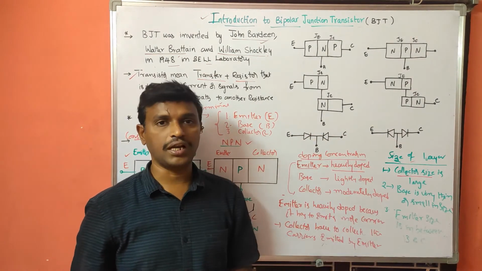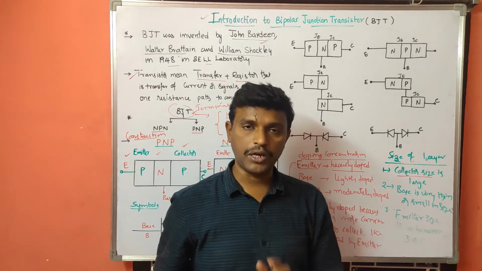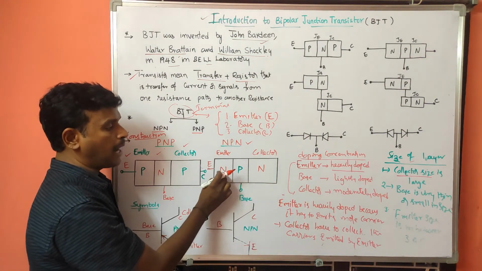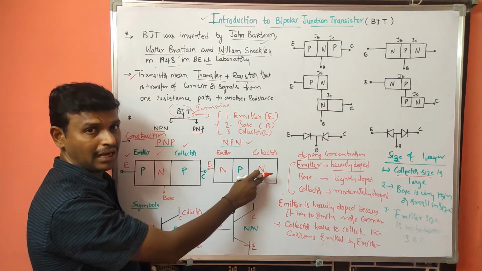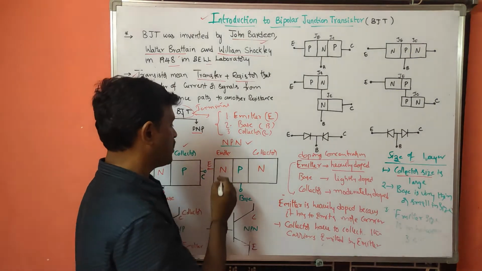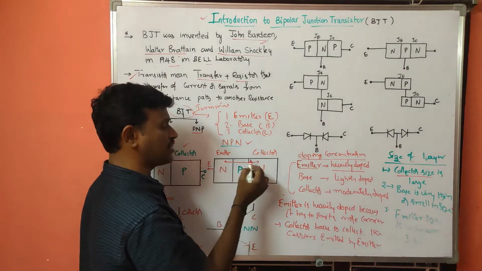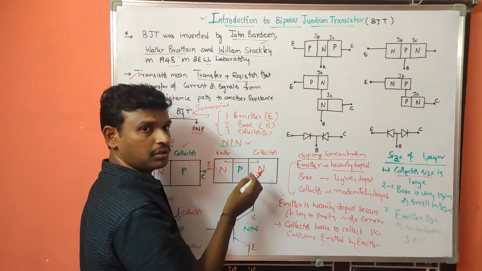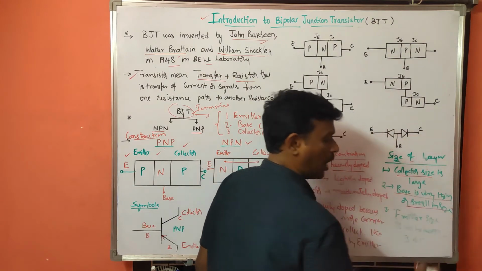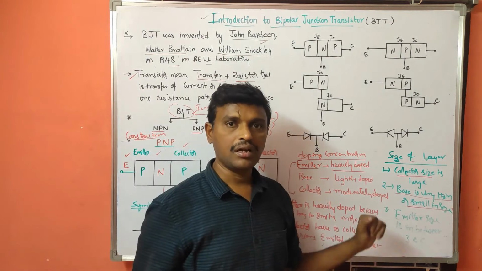Here the size of the collector is very large and the size of the base is very thin, because whatever electrons or carriers are emitted from the emitter will pass through the base and have to go to the collector. If the base width is very thin, these electrons will easily travel from the emitter to the collector by crossing the thin region of the base. So that's why the base width is very small, and the emitter width is in between the collector and the base.